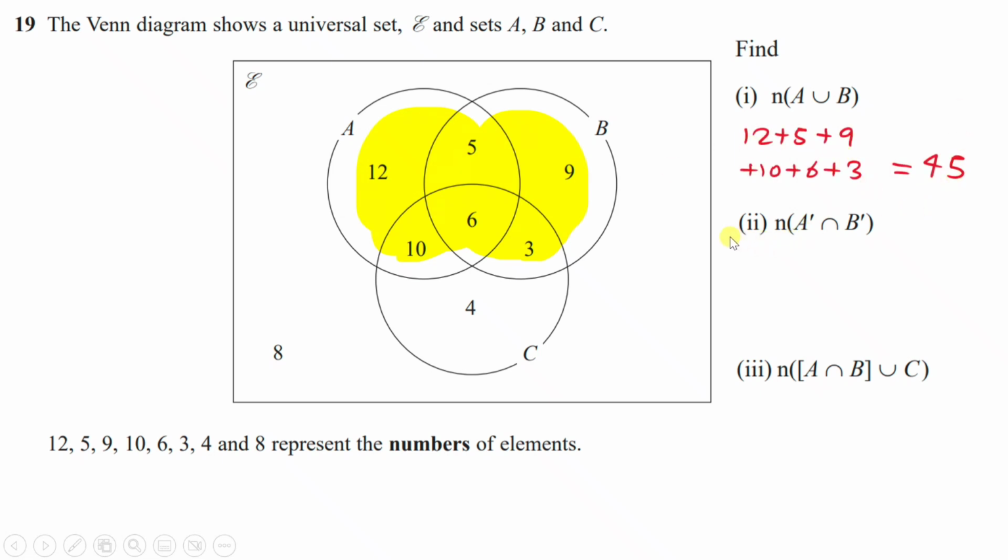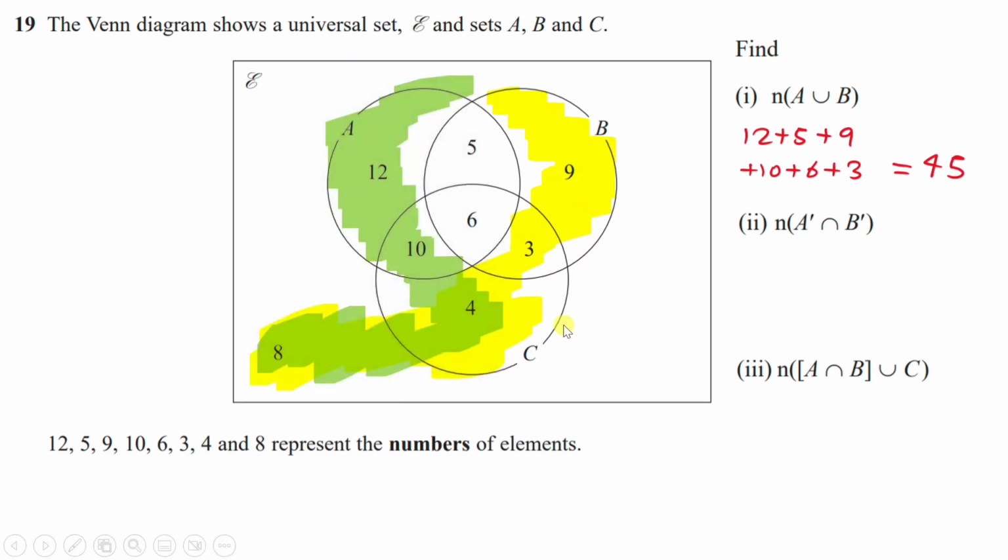Now for part 2, they want to find the number of elements when you have not A intersecting with not B. Not A means basically everything outside A, yeah? So if I said not A, I'm talking about 9, 3, 4, and 8. And not B is basically everything outside B, so 12, 10, 4, and 8. Okay, this is basically not A. That's this part, and not B is this. But they want the intersection. In other words, where do they overlap? Well, they overlap at 8 and 4. So the total elements would be 8 plus 4, which is 12.